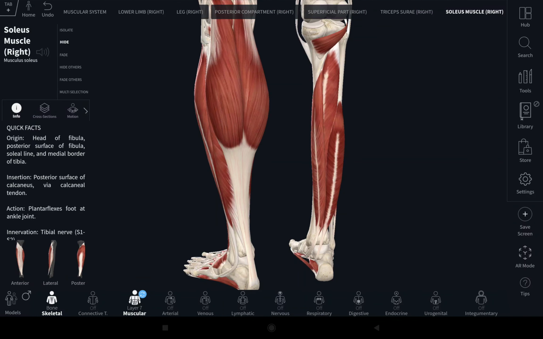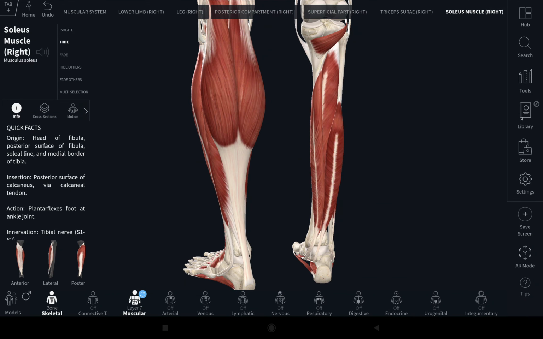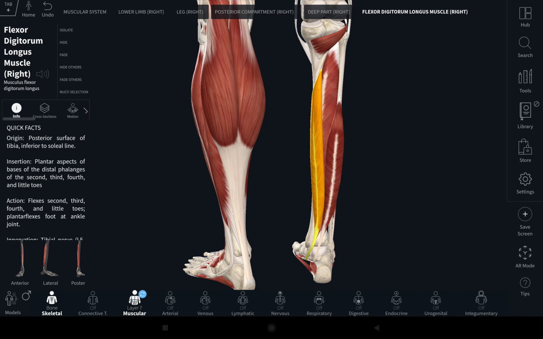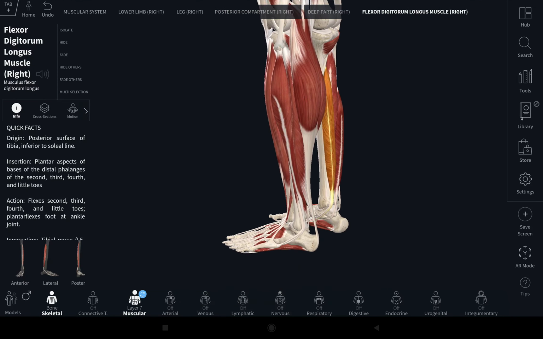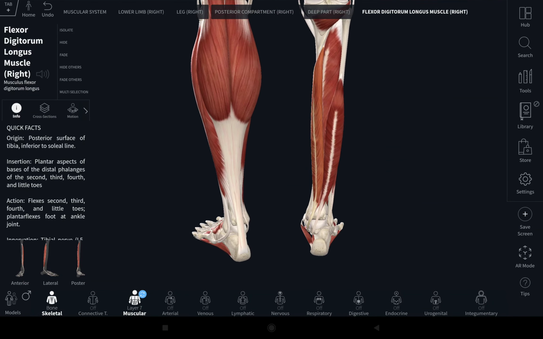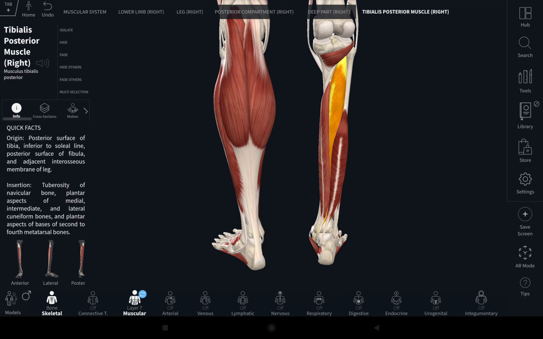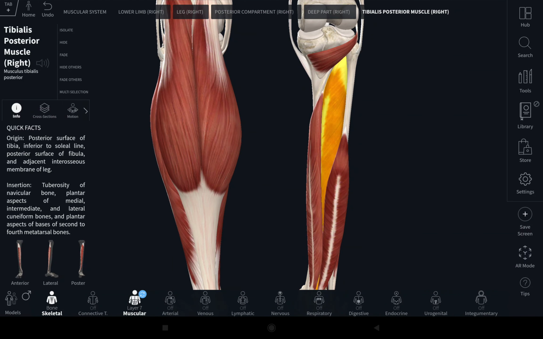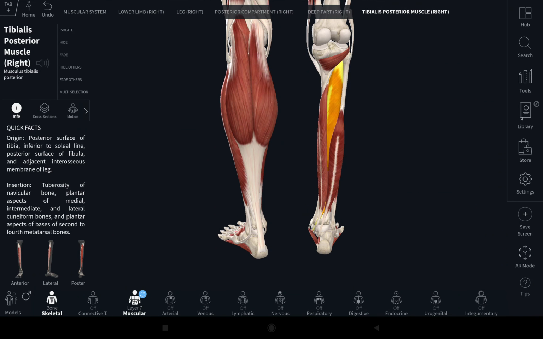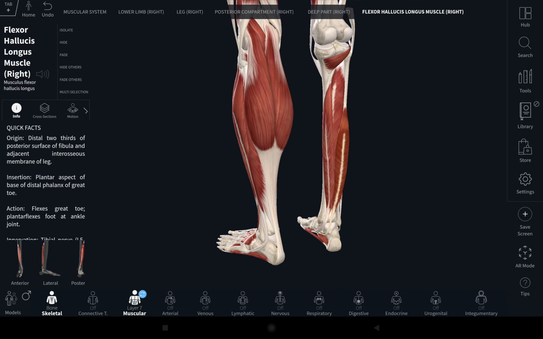Then several muscles have been exposed one by one. We will know the names of the muscles. From medial to lateral, this is the flexor digitorum longus muscle. Then this is the tibialis posterior muscle. And more lateral to the tibialis posterior, this is the flexor hallucis longus muscle.